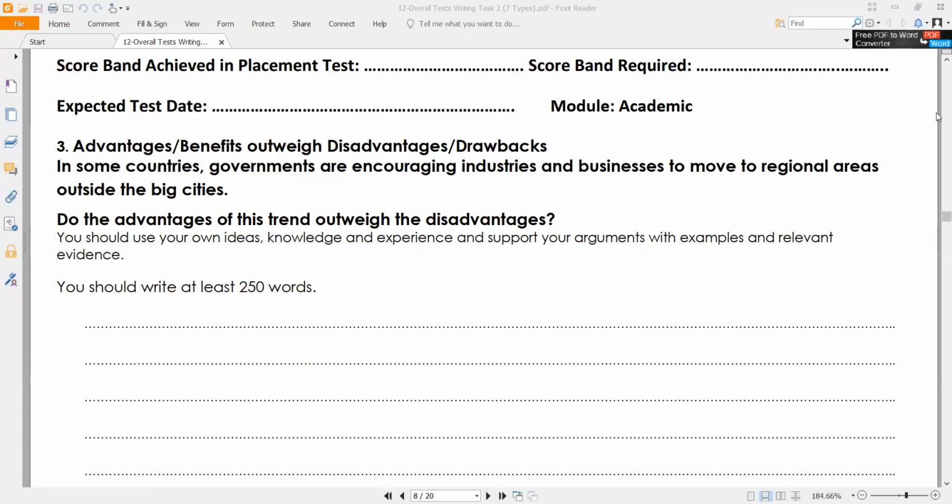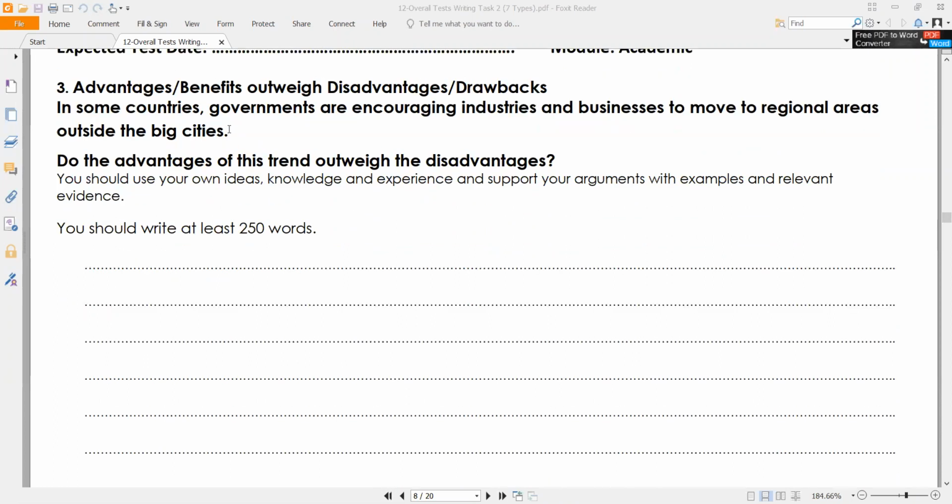All right, everyone, this is the topic that we have. Now, let me explain how to write an essay like this, where you have to discuss the advantages and disadvantages, or let's say advantages and benefits, outweigh the disadvantages or drawbacks.